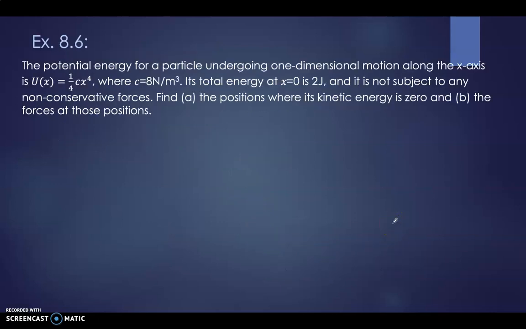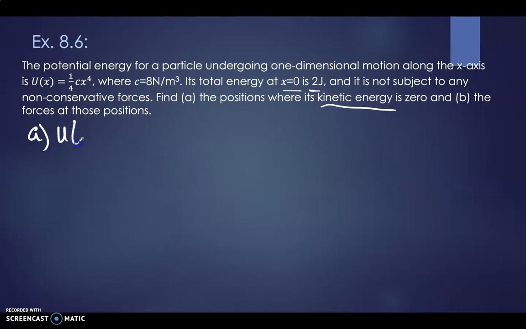Now let's go ahead and do an example. The potential energy for a particle undergoing one-dimensional motion along the x-axis is U of x equals 1/4 c x to the 4th, where c is equal to 8 Newton per meter cubed. Its total energy at x equals 0 is 2 joules, and it's not subject to any non-conservative forces. Find the positions where its kinetic energy is 0. So that's our first task here.